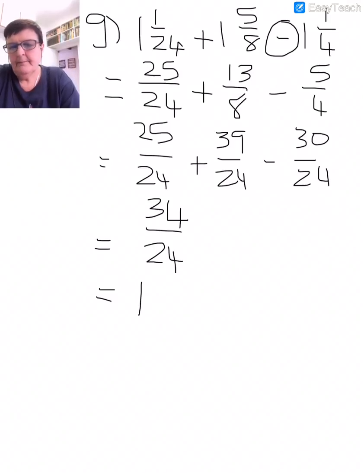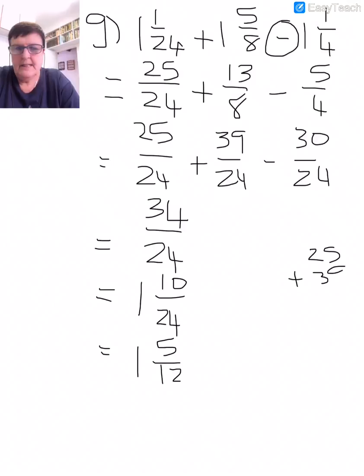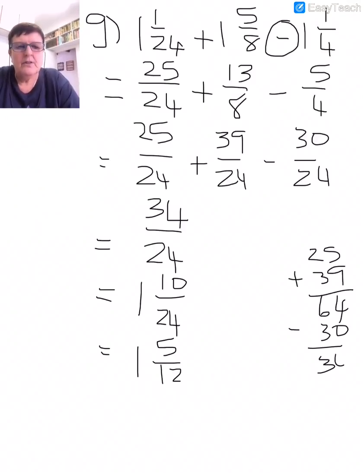Simplify, 1 and 10 over 24, which simplifies to 1 and 5 over 12. And you are quite welcome if on the side you want to go 25 plus 39 is 64, minus the 30 gives you the 34 as a little working out, with absolute pleasure.